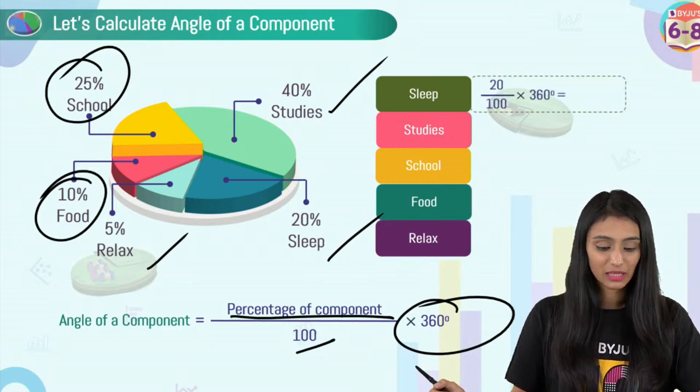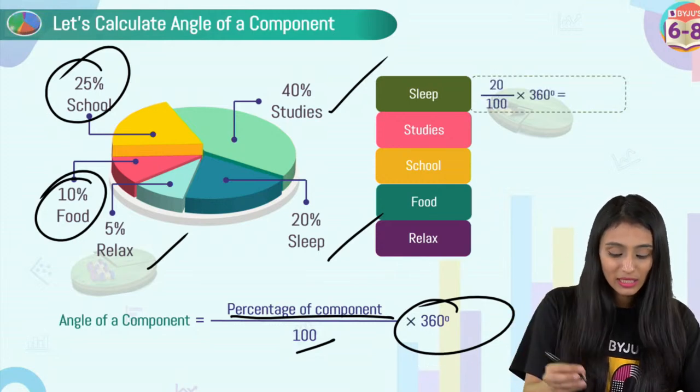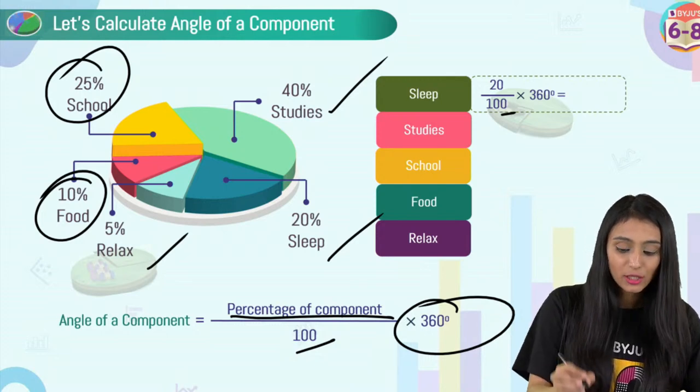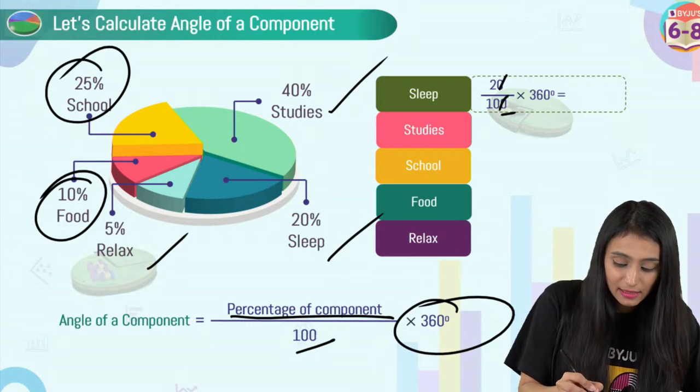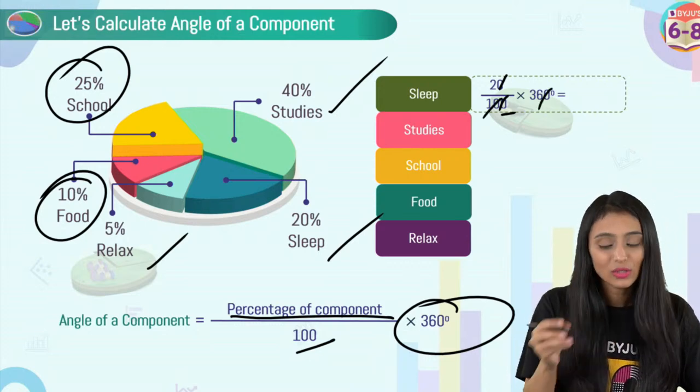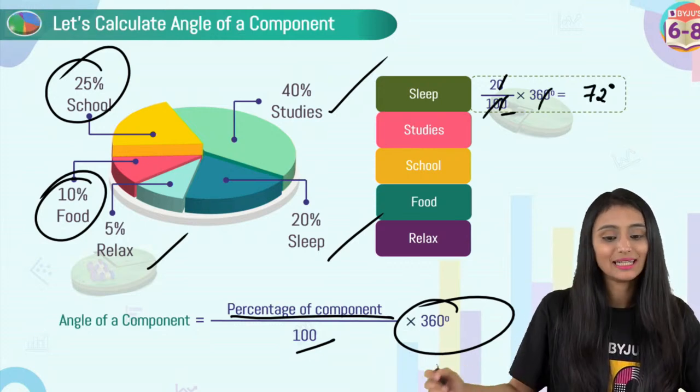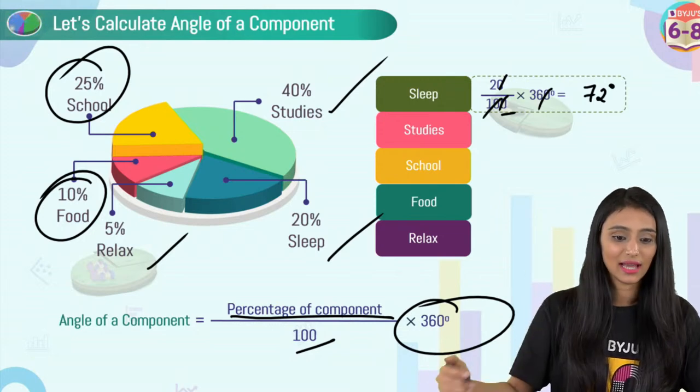If I'm talking about sleep, sleep is 20%. So 20 upon 100 into 360 degree. We will quickly calculate it. This zero will get cancelled. 2 times 36 is going to be 72 degrees. Yes, Rudrani, absolutely.